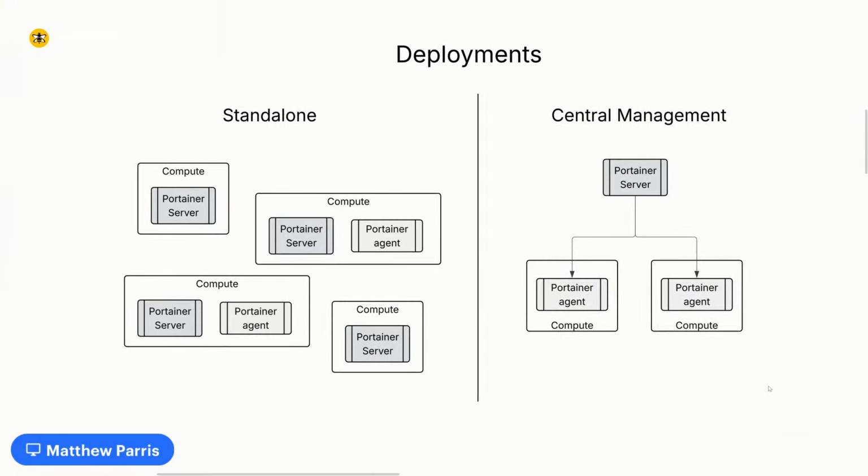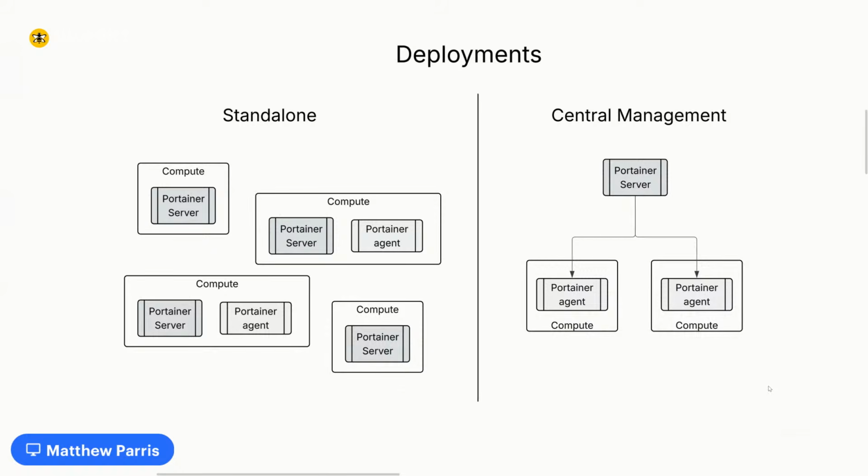So just to review some Portainer deployments. On the left, we've got standalone, which are just individual computers, either servers or desktop PCs, and they're running Portainer server on it. And all they're doing is managing the local resources within that. But you can also install the agent, and that gives you some additional features like being able to manage the host or view the host resources. So standalone is one option.